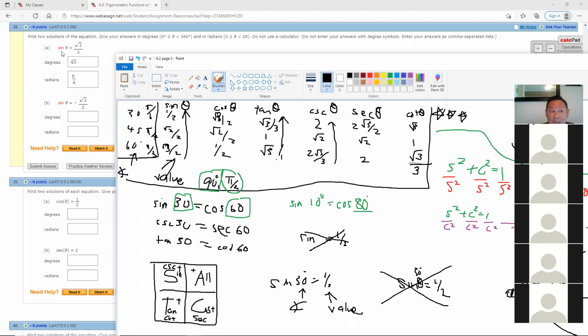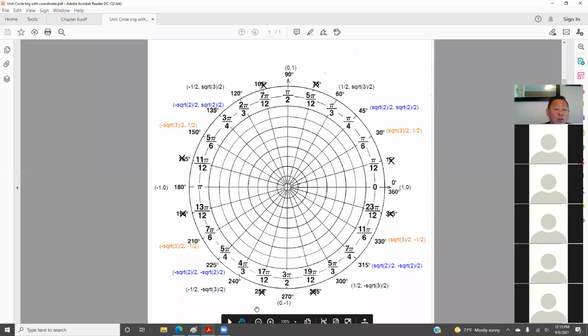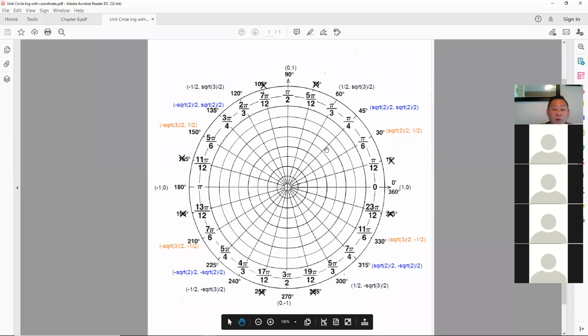Since this is a sine and this value is positive, looking at this table we find that in quadrant 1 sine is positive, and also in quadrant 2 sine is positive. So you have to figure out what is the reference angle for 45 degrees in quadrant 2. You can use the unit circle approach here. 45 degrees is quadrant 1, and quadrant 2 is going to be this one.